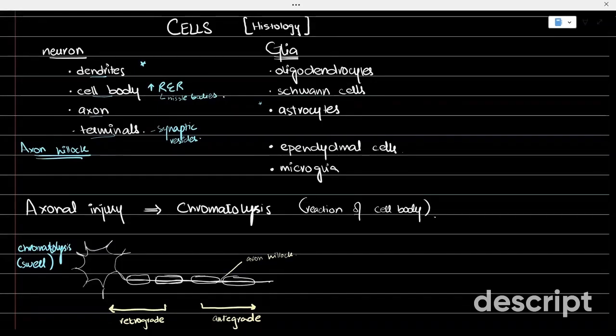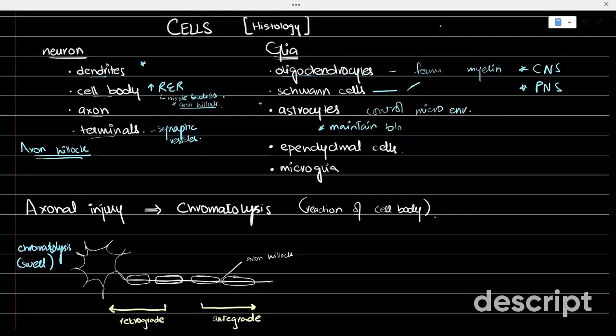Also note that these Nissl bodies are absent at the axon hillock. Now coming to glia, we have oligodendrocytes, which are responsible for forming myelin, and this will be in the CNS only. For the peripheral nervous system to form myelin on the nerves, we have Schwann cells. Astrocytes are the cells which control the microenvironment, and they maintain the blood-brain barrier.